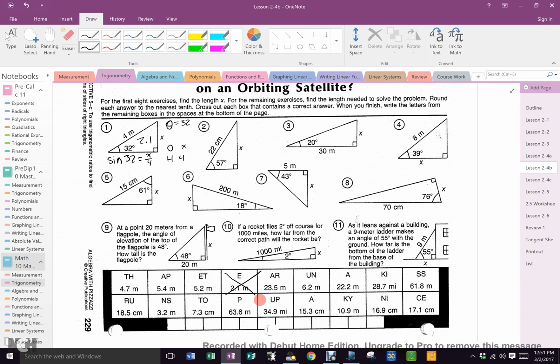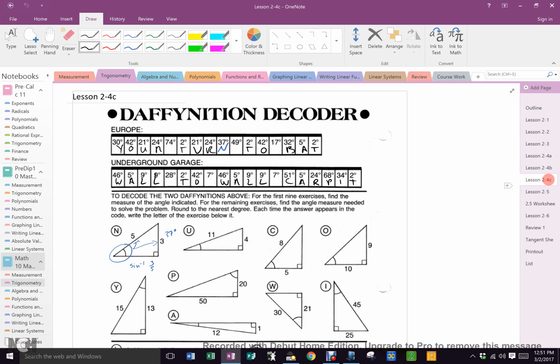Again, what's more important? The math or the answer? The math. Do it. And the third page.